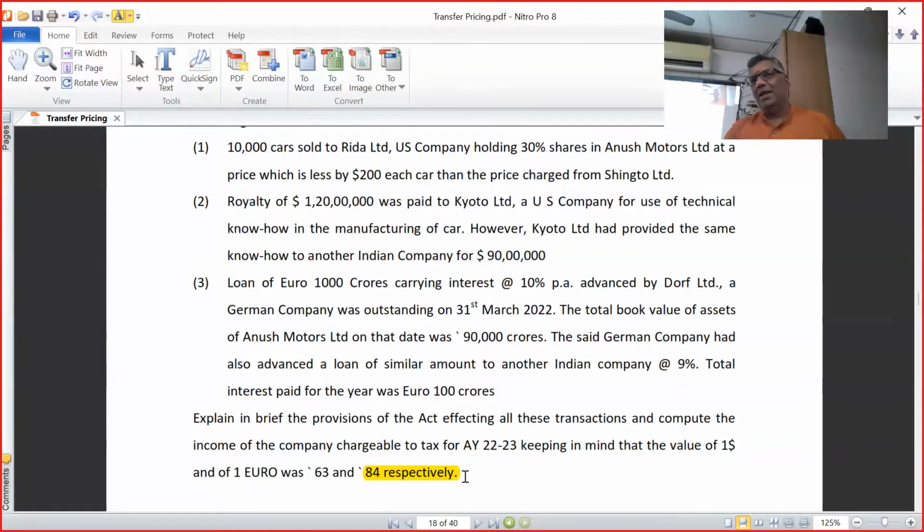So 3 different parties, transaction net margin method. 2 minutes 5 seconds to give the answer.